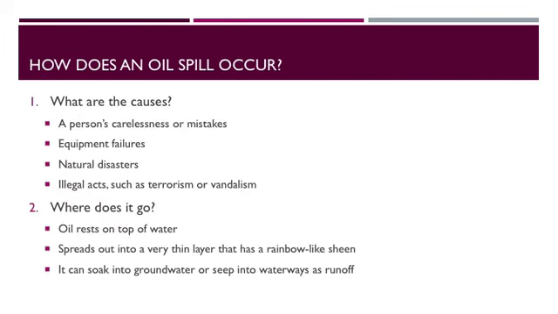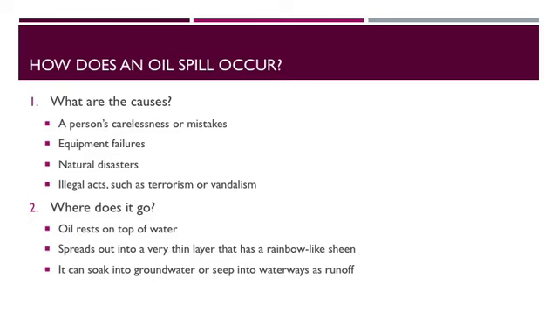How does an oil spill occur? There are various causes, such as a person's carelessness or mistakes, equipment failures. Sometimes equipment can spark and create explosions. Natural disasters, such as hurricanes, and illegal acts like terrorism or vandalism.